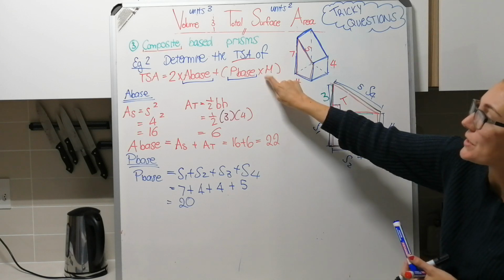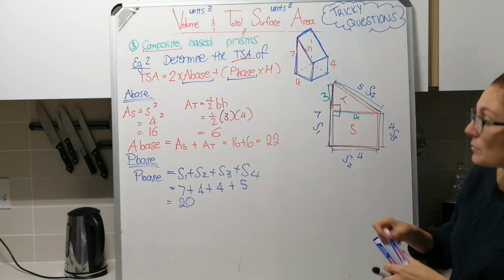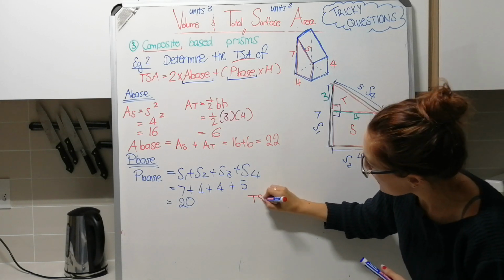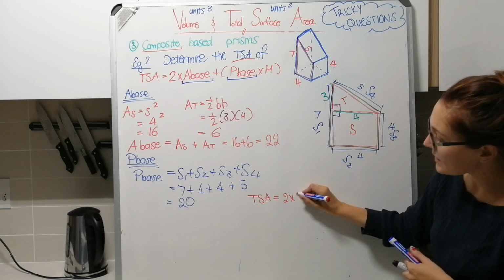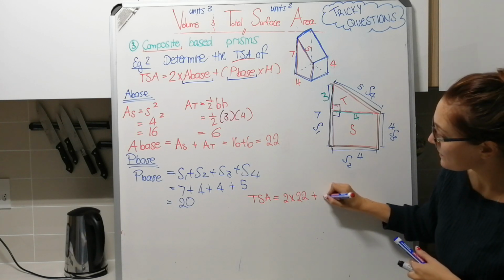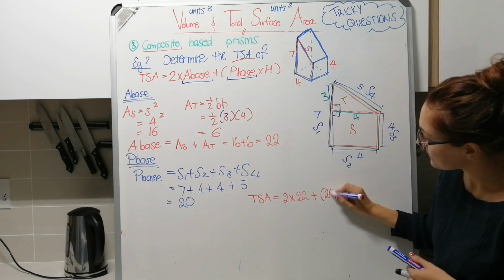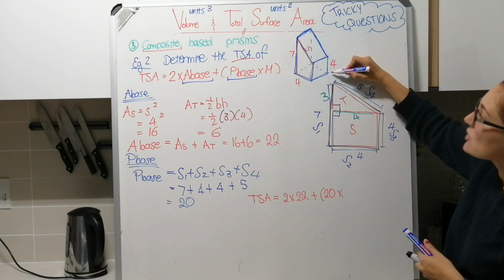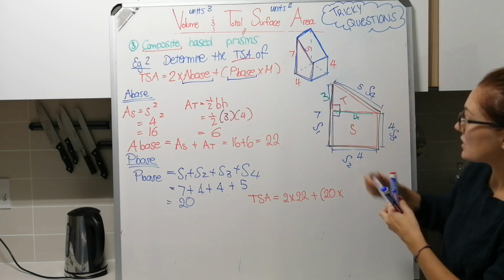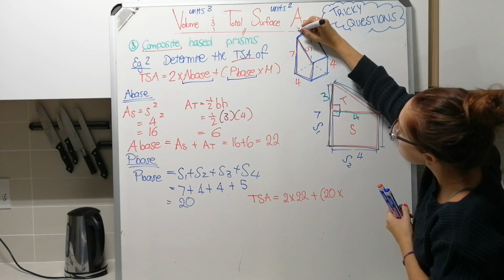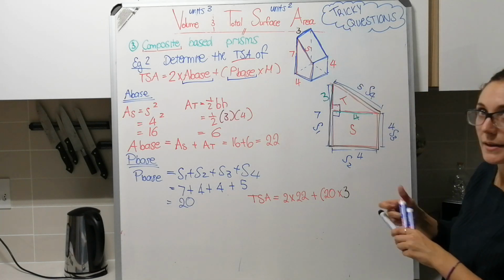So now we can go and put this all into our total surface area, and determine the total surface area. So TSA equals 2 times the area of the base, which is 22, plus the perimeter of the base comes next to it, that's 20, times the height of our shape. Oh, I have forgotten that. Sorry guys, I forgot that in the question. Okay, let's say that it goes 3 in that way. So it's 20 times 3. Sorry about that.